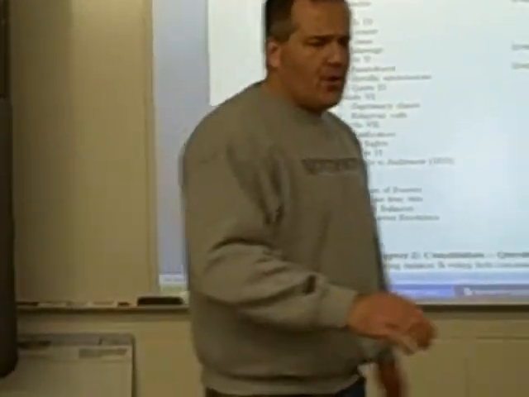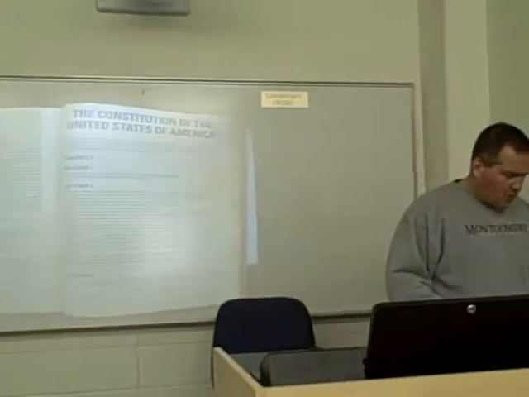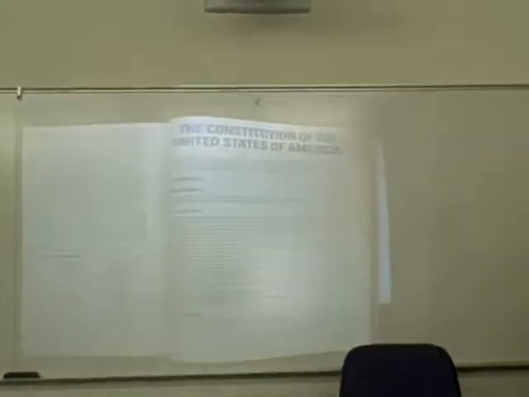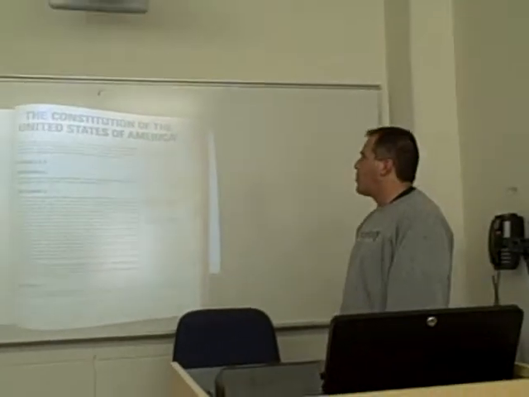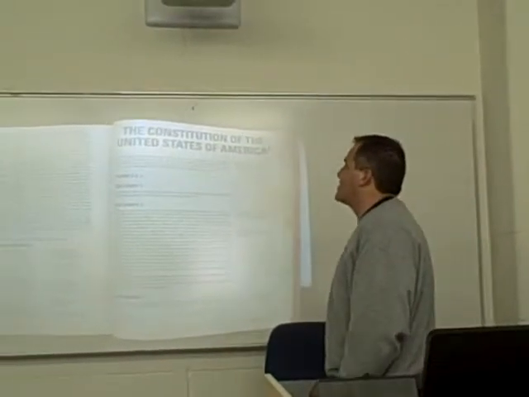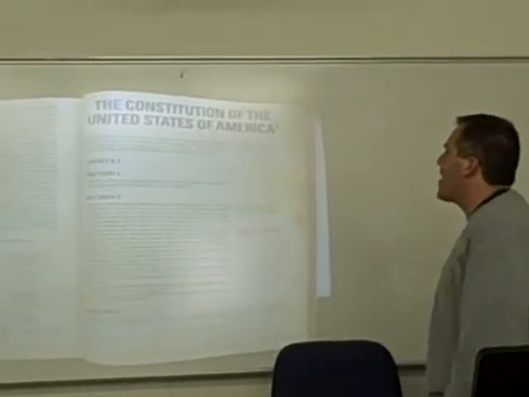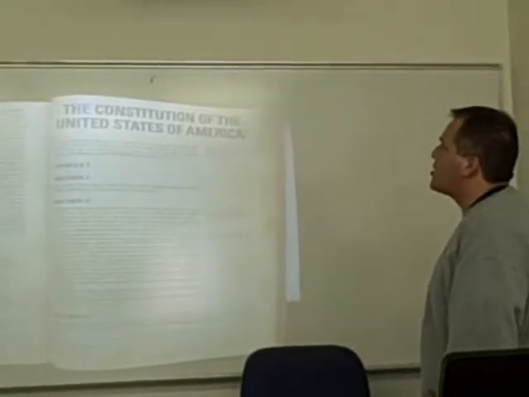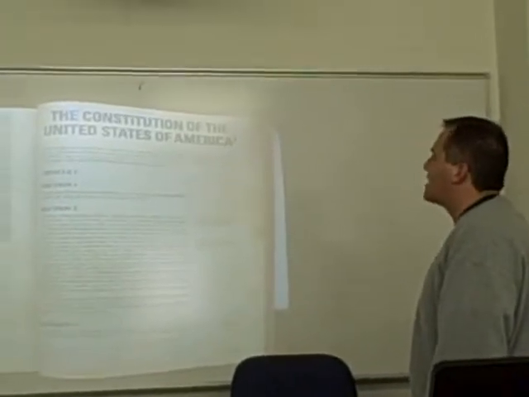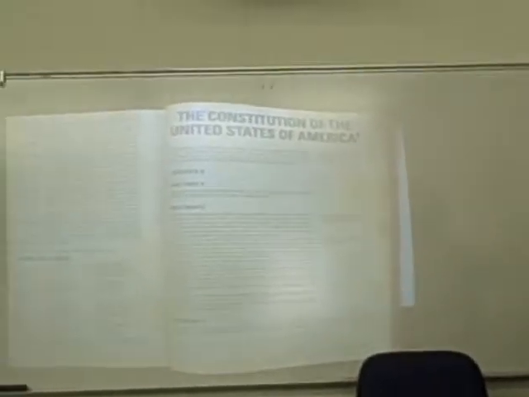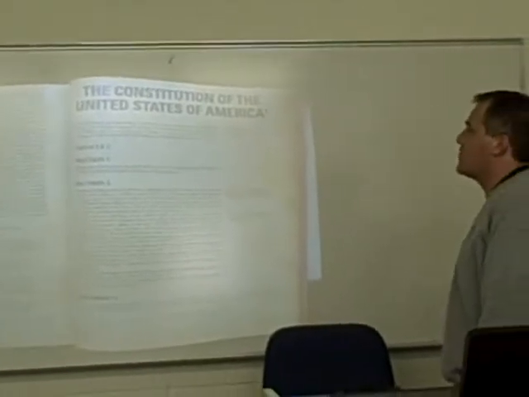If you jump over in the text, this is actually on page 433, it has the preamble up there. We, the people of the United States, in order to form a more perfect union, establish justice, ensure domestic tranquility, provide for the common defense, promote the general welfare, and secure the blessings of liberty to ourselves and our posterity, to ordain and establish this Constitution for the United States of America.